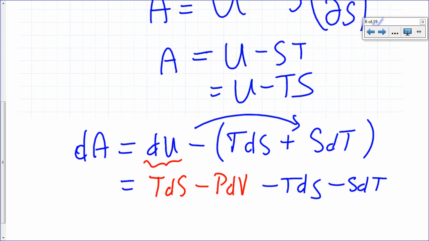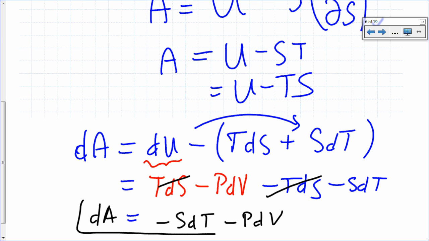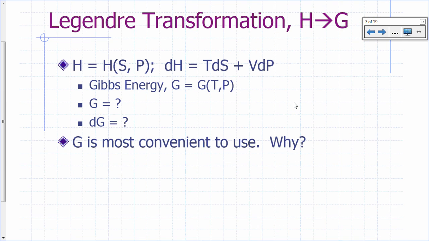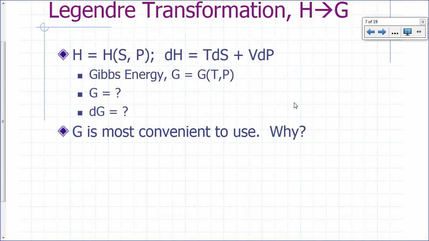So what's the net result? The TdS cancels out. Minus PdV minus S dT. Let me write negative S dT first. Minus PdV. That's our dA. Okay. How about this one? Same idea.